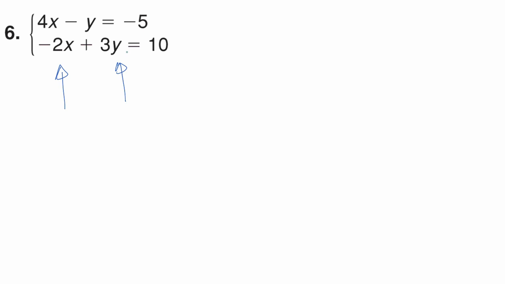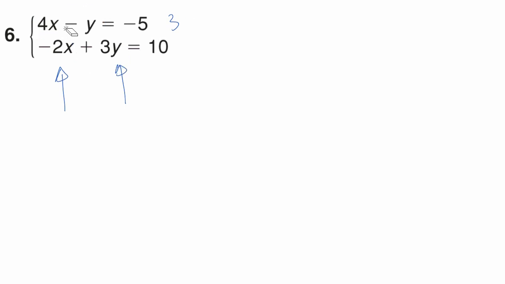If I wanted to eliminate my y variables, I would multiply this top equation, both the left and right hand side, by a positive 3. The reason why I would do that is then I would have a negative 3y and a positive 3y. So the y coefficients would be opposites and cancel.